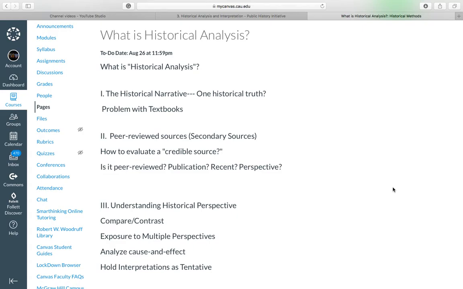What we do here is look at how you understand the discipline, how you understand methods that different historians used, how you unpack meaning, and how you apply similar types of analytical tools to your own work. So, we are going to begin with a general understanding of what historical analysis is.